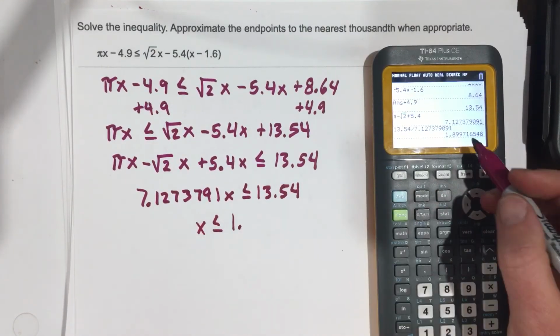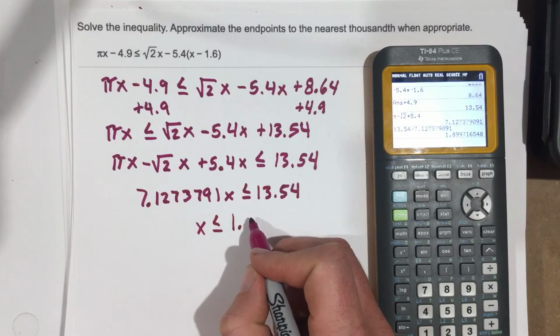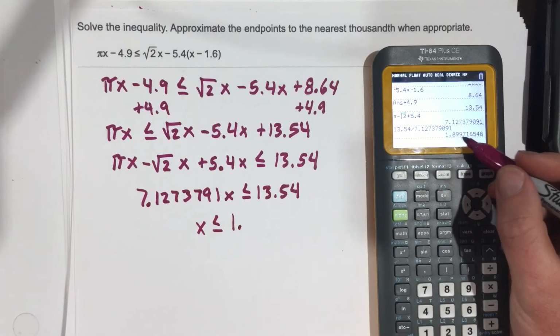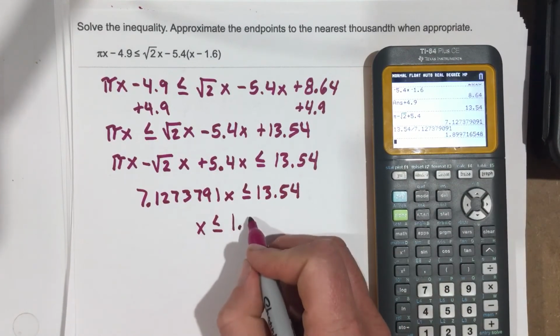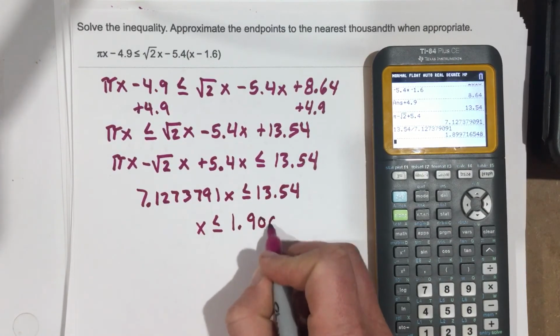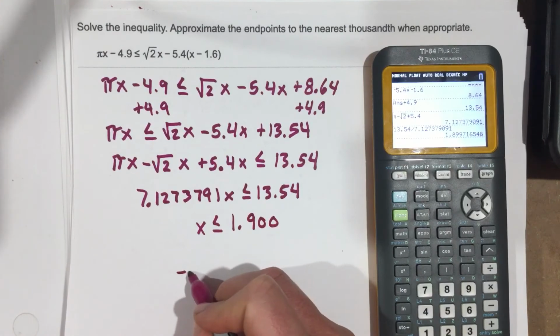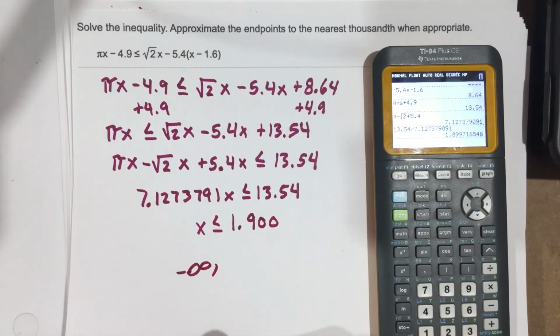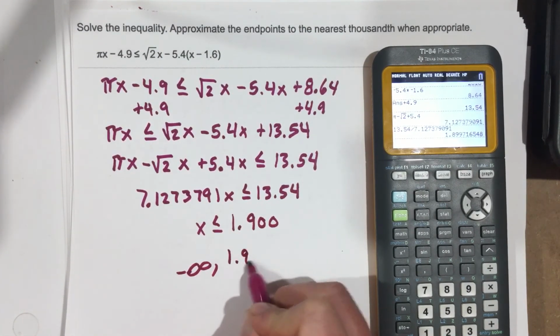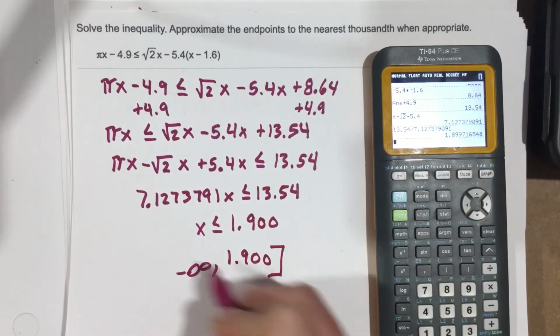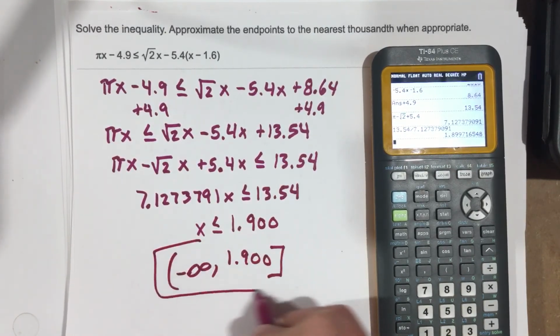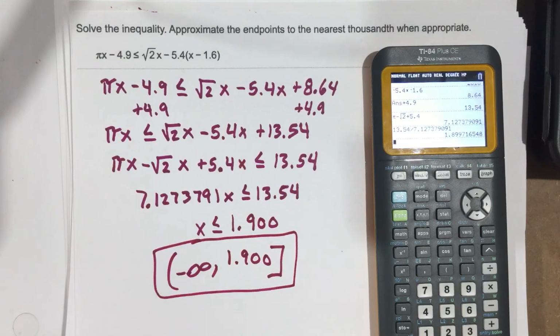So if I round to the nearest thousandth, looks like I got 1 point thousandths. Let's see, tenths, hundredths, thousandths. Well, that rounds up to 1.900. So x has to be less than or equal to that. That means negative infinity, if I do this in interval notation, can go up to 1.900. And anything less than that, in between those two numbers, works for the solutions.